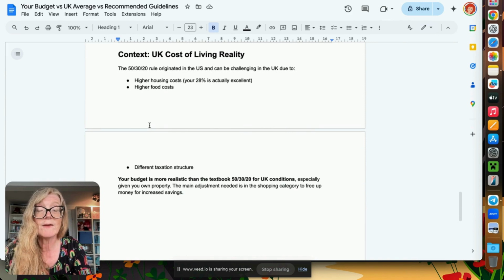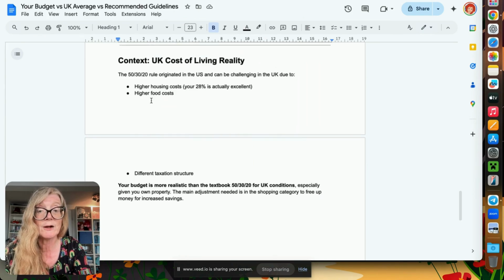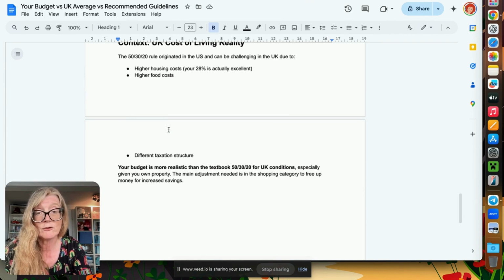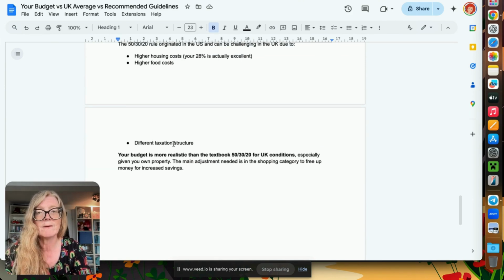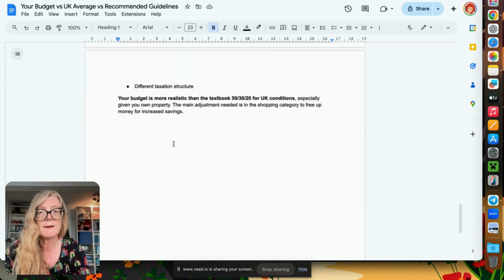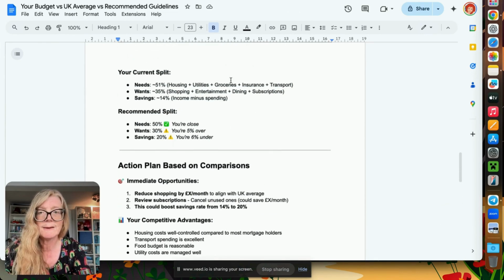And again, it's just saying that the 50-30-20 rule originated in the United States. And that's a really important point. So I think it was nice that it included this at the bottom here. It can be challenging in the UK because typically we have higher housing costs, higher food costs, and different taxation structures. So it's saying that my budget, as it is, is actually more realistic than the textbook. But that's a nice little disclaimer at the end there. So you may find that the details that you get given have some context setting there, like mine did.